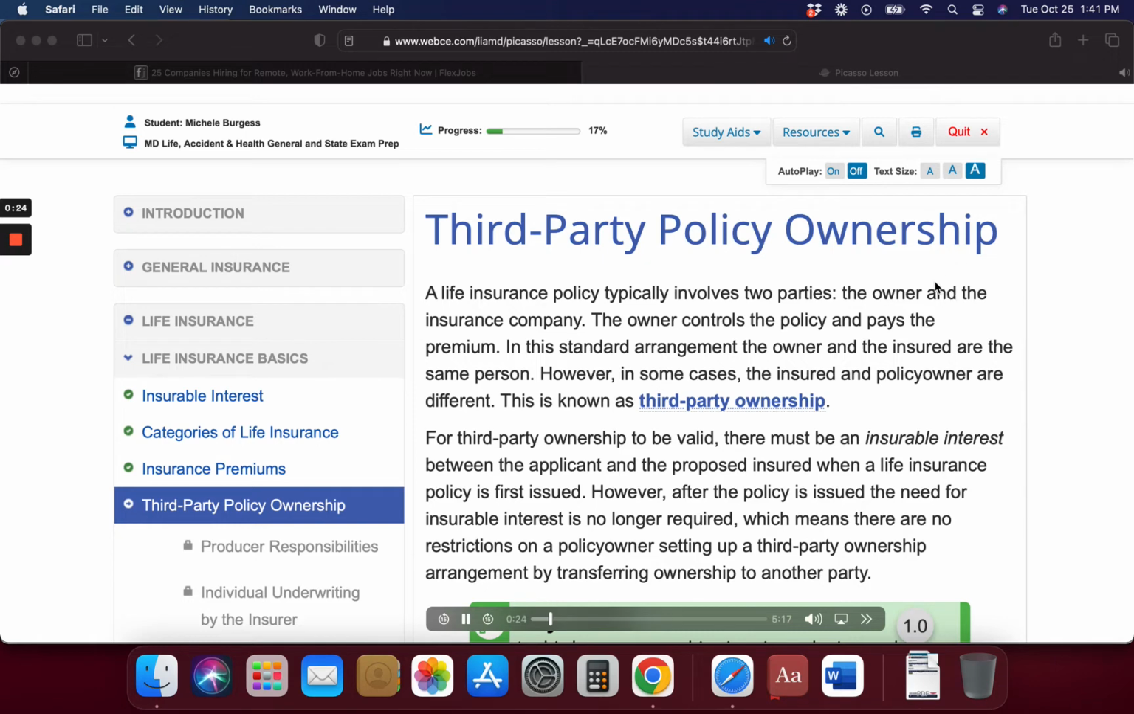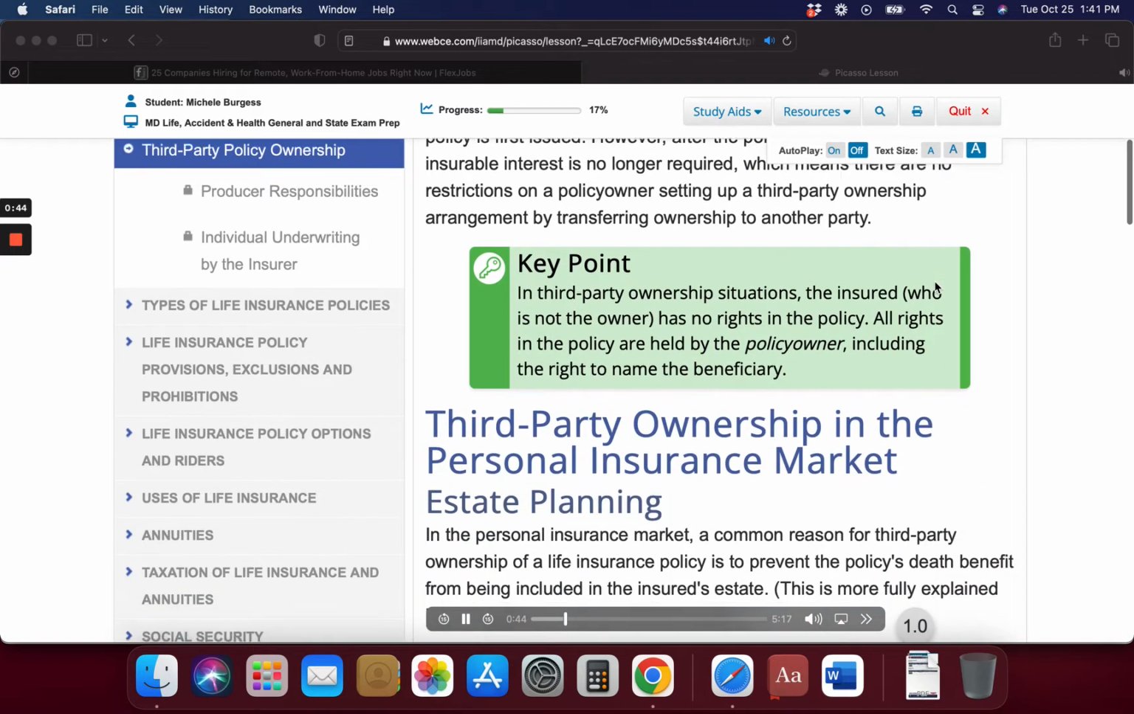For third-party ownership to be valid, there must be an insurable interest between the applicant and the proposed insured when a life insurance policy is first issued. However, after the policy is issued, the need for insurable interest is no longer required, which means there are no restrictions on a policy owner setting up a third-party ownership arrangement by transferring ownership to another party.